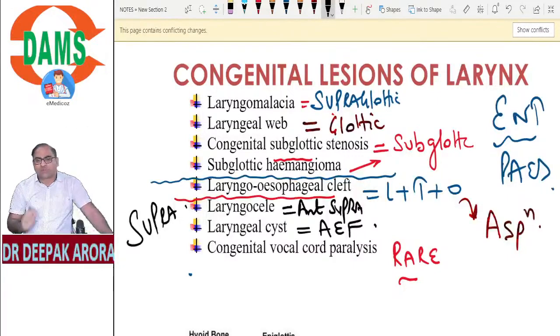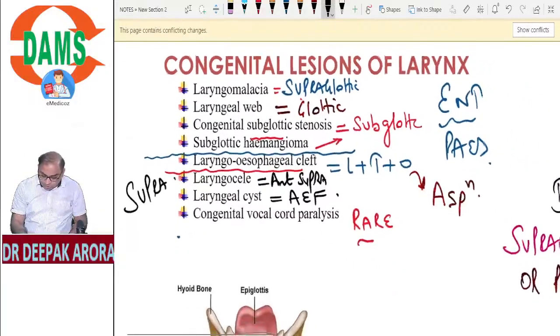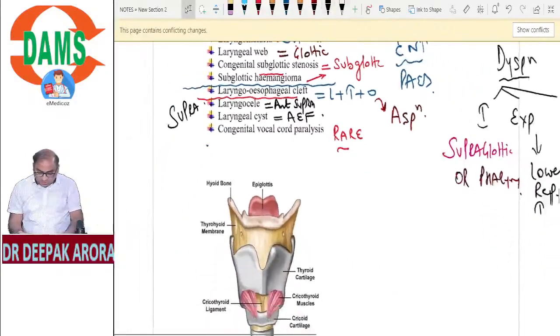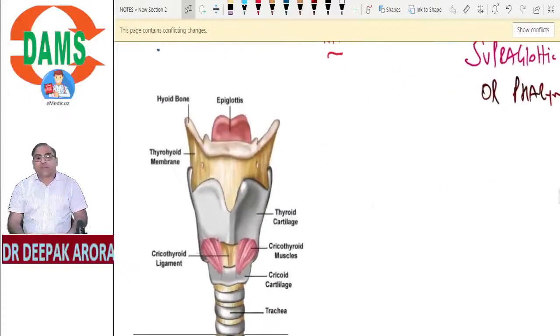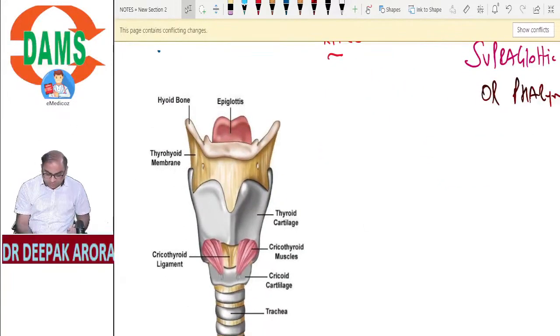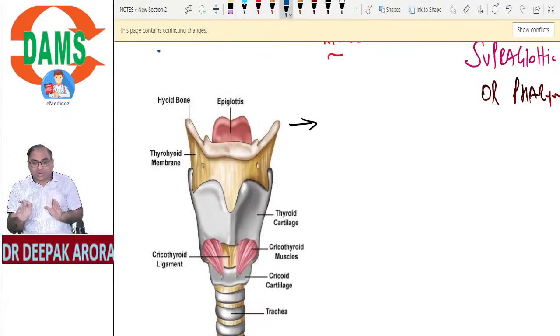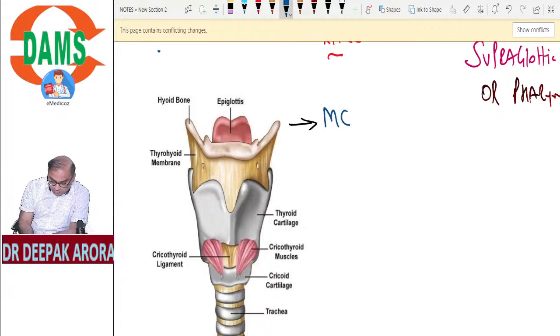Congenital vocal cord paralysis is very rare. One day before your NEET examination, this type of diagram should be in front of your mind. So I divide the larynx into supraglottic, glottic, and subglottic. They will ask me for the most common congenital anomaly. I will be repeating all these concepts again. First, make the basic diagram.